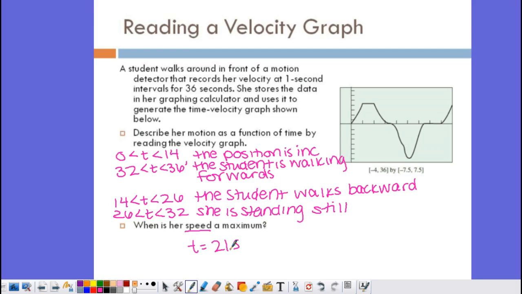Is she moving forward or backward at that point? Backwards. Probably almost falling. Like kind of catching herself. Any questions on this?